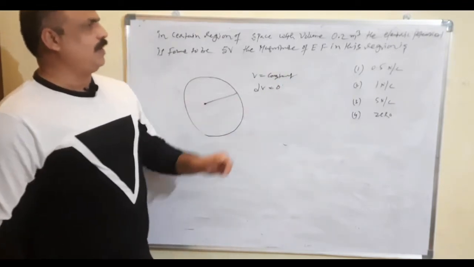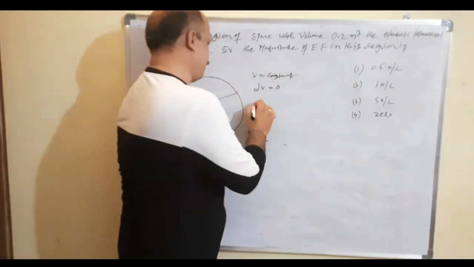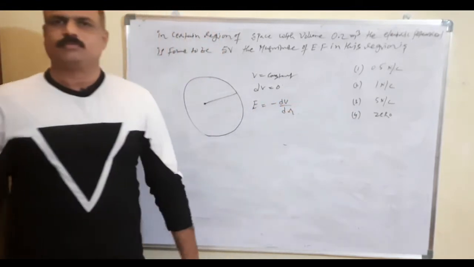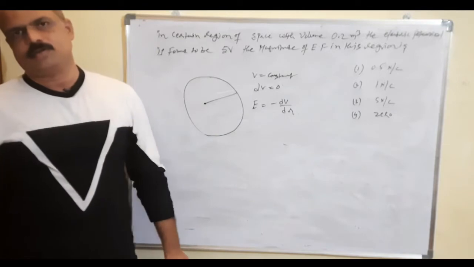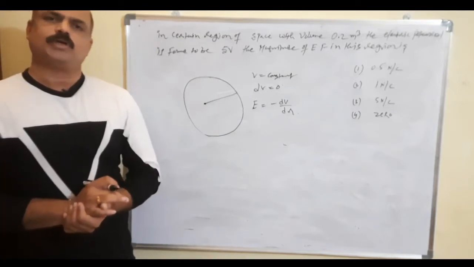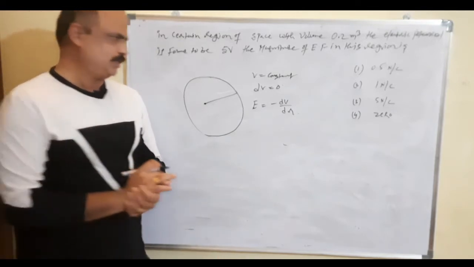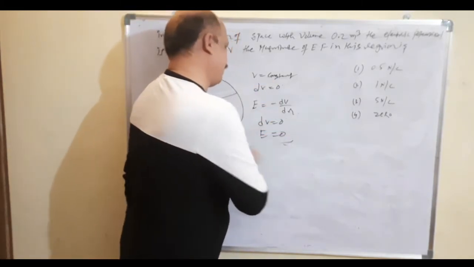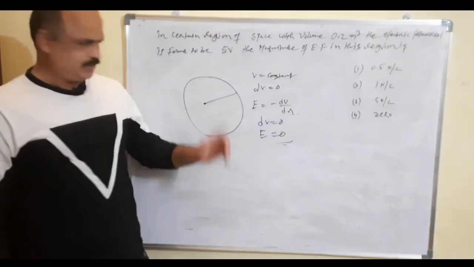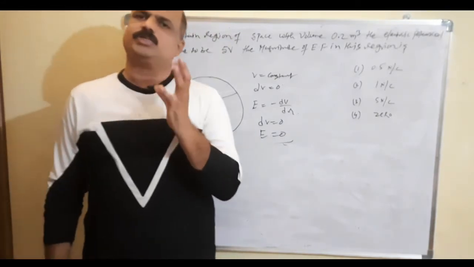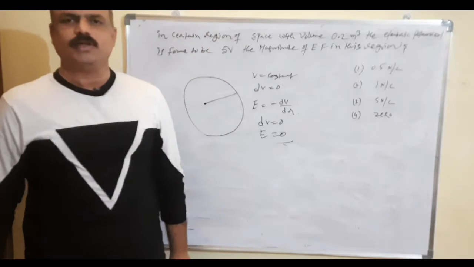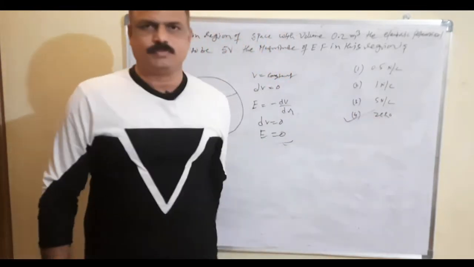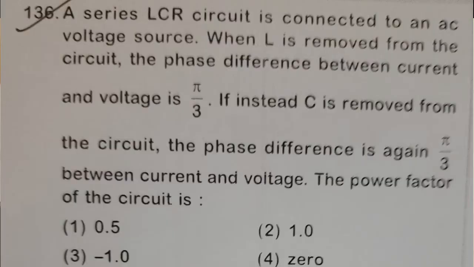What is the electric field in this region? We know the formula: electric field is equal to minus dV by dr, where dr is the distance between the 2 points and dV is the potential difference between the 2 points. Here dV is equal to 0. That means electric field is 0 in this region. Wherever the potential is constant, the electric field is 0. So our correct option is fourth option, 0.